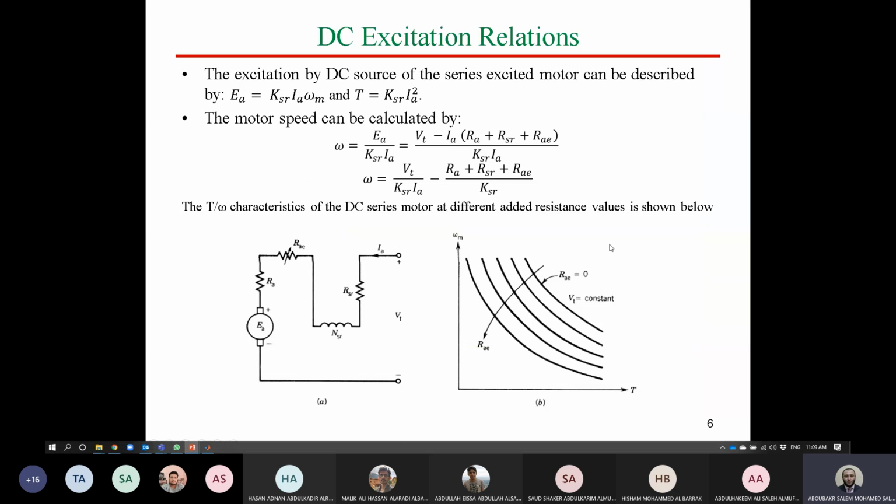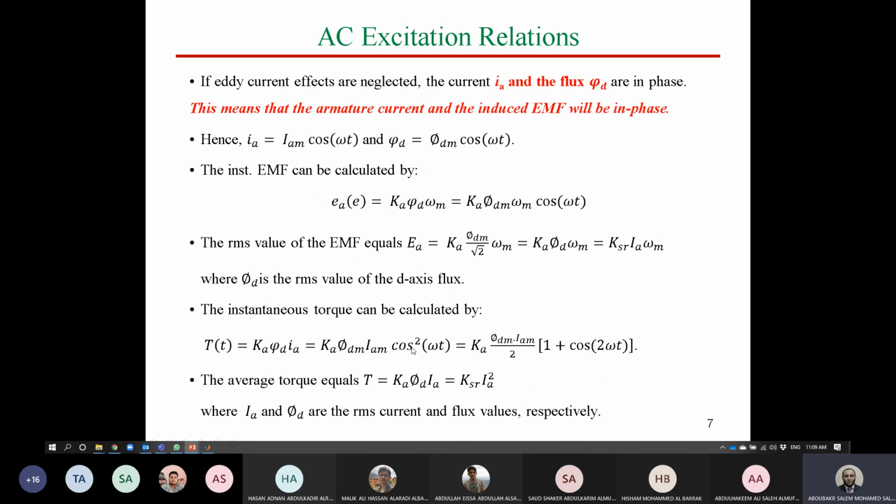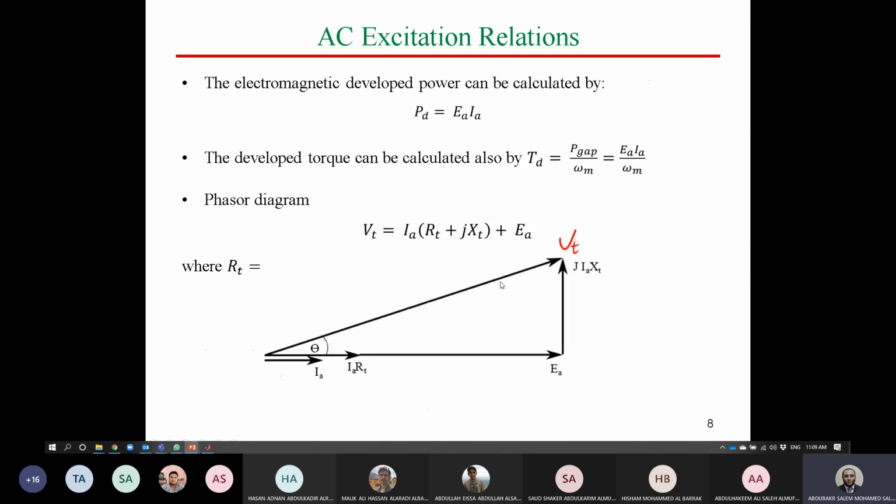The universal motor can be supplied by DC and AC excitation. So we discussed the performance curves and relations for DC, and also we derived the relations for AC excitation, okay, and the phasor diagram in AC excitation.